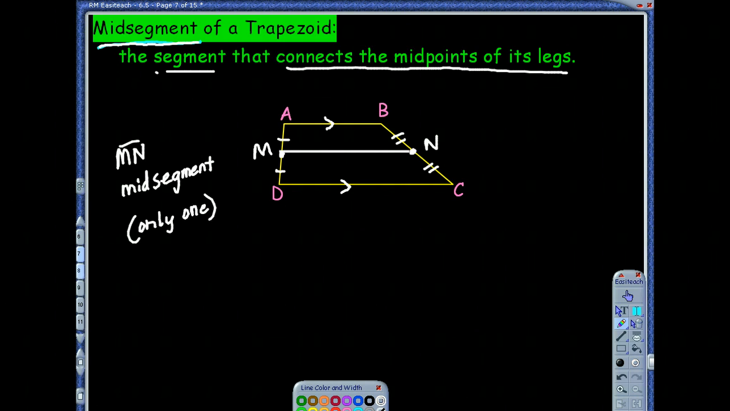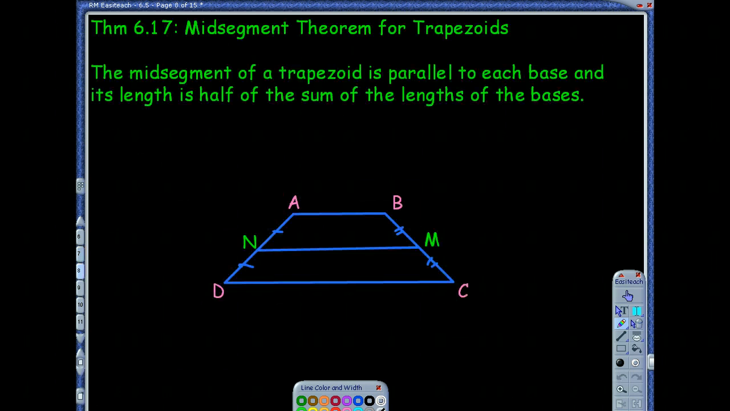All right. Now, there is a theorem that goes along with it, of course. And it's going to sound a little familiar. It says the mid-segment of a trapezoid is parallel to each base and half the sum of the lengths of the bases. So do you remember when we talked about the triangle? Yes, in a triangle, the mid-segment was always parallel to the opposite side.